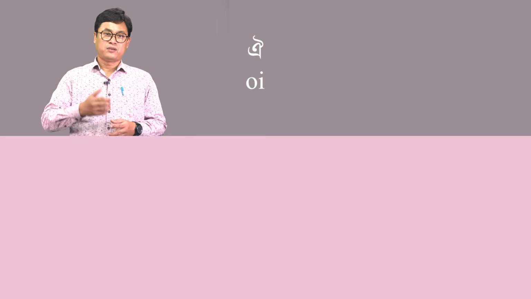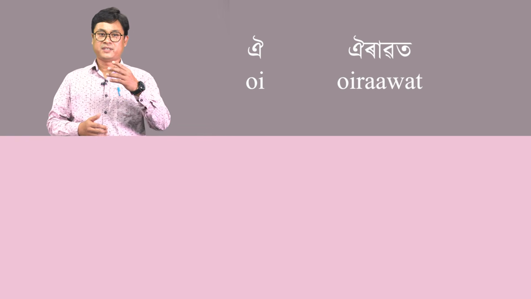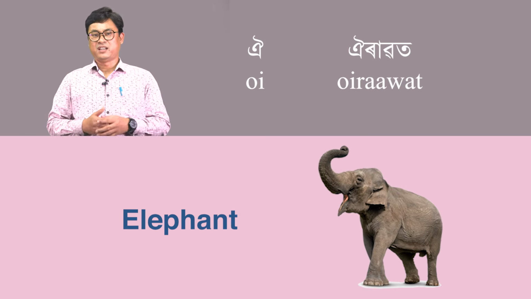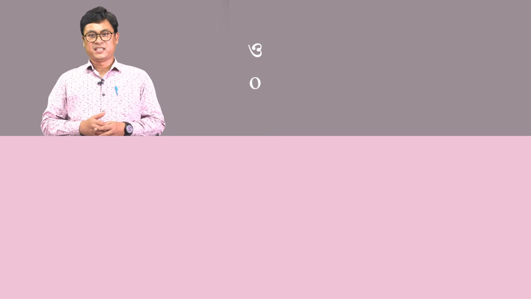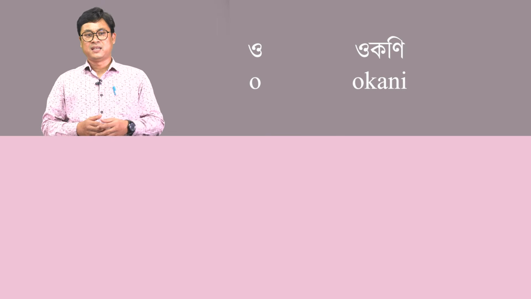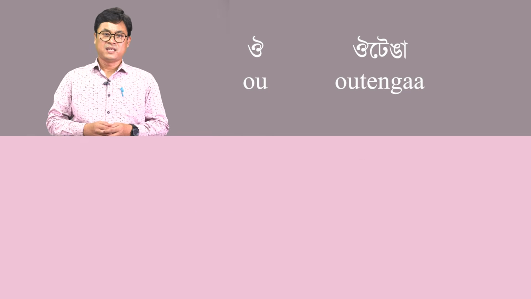Oi, this letter occurs very rarely in Assamese as in oirabot, which refers to the name of a particular elephant. U, this letter appears only word initially as in ukoni, means louse. Ut means leap. O, this letter also appears only word initially as in ukhot, which means medicine, and utenga, that means elephant apple.